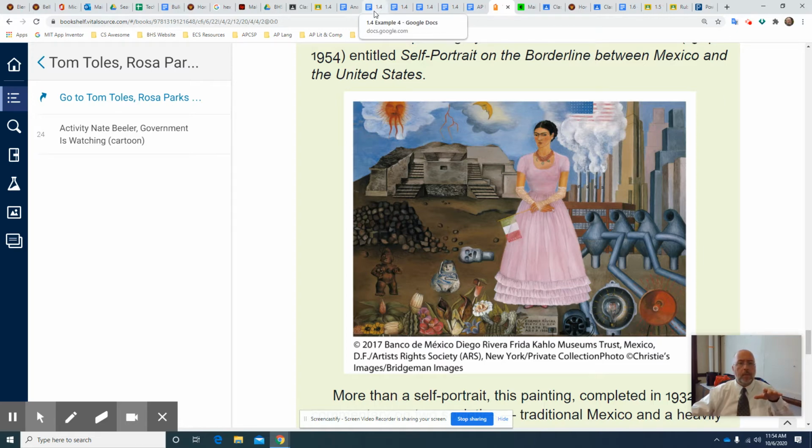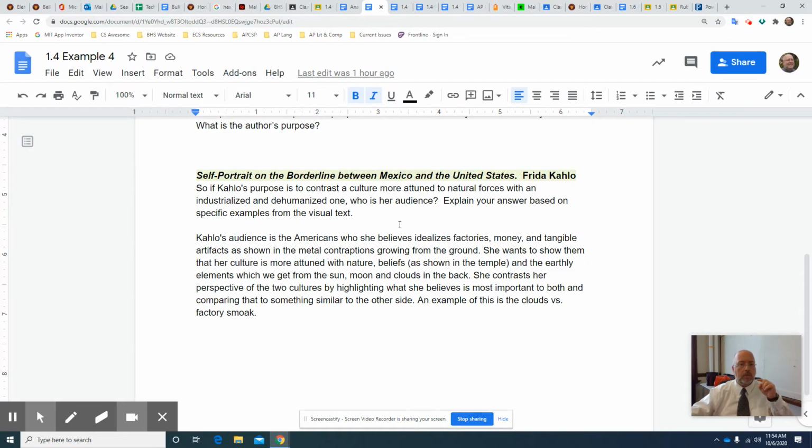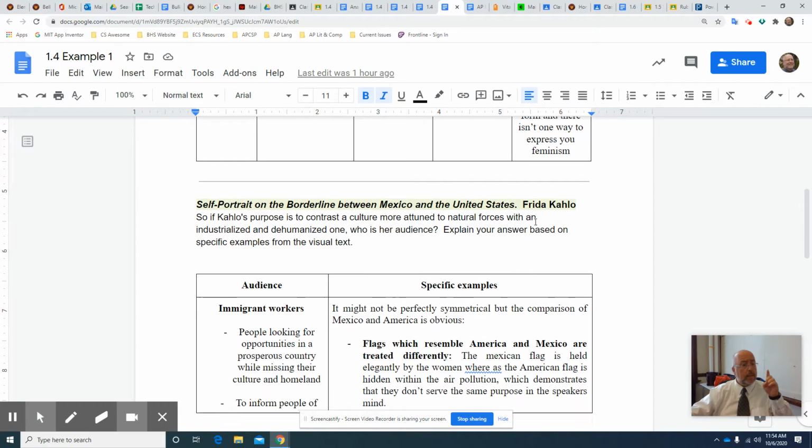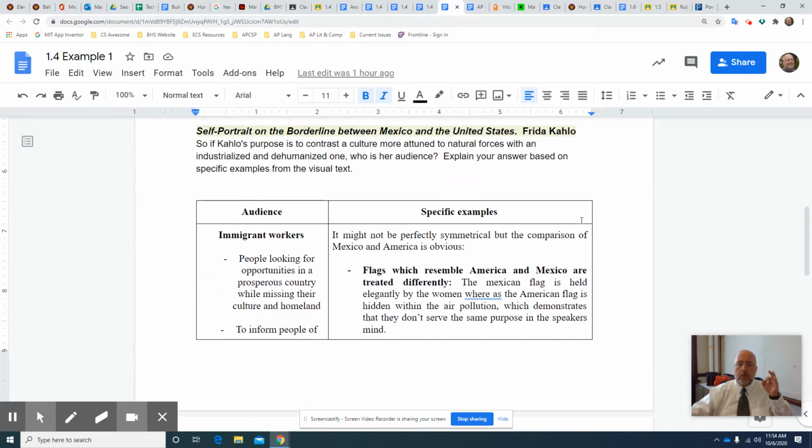Now, some people gave me some really good answers. So let me show you some of the things that work. One of them was this one. I'll go to example one. Example one, this person has a very interesting way of organizing their work. You may not be able to do this on the AP exam, but in terms of a 40-point answer, this is an absolutely fabulous 40-point answer.